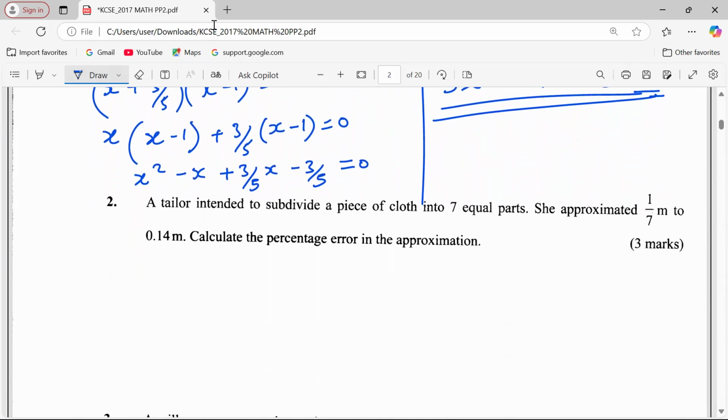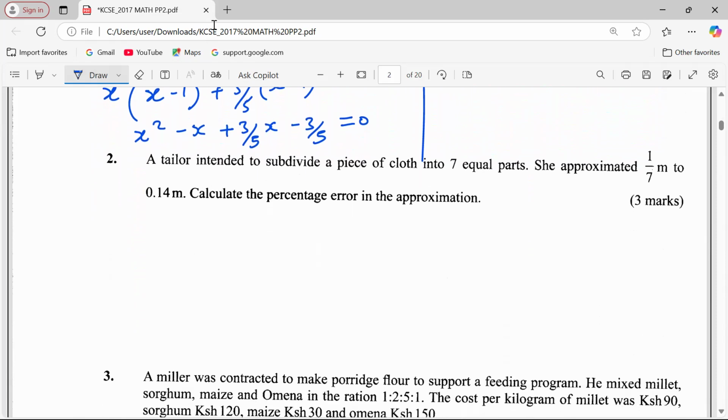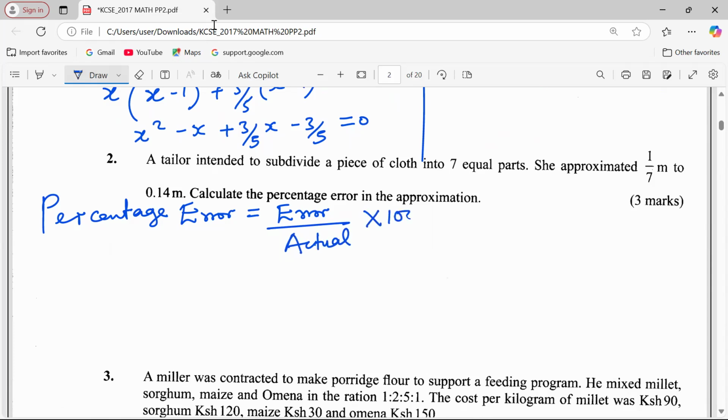Number 2, a tailor intended to subdivide a piece of cloth into 7 equal parts. She approximated 1/7 meters to 0.14. Calculate the percentage error in the approximation. Percentage error will be given by error divided by actual value times 100, expressed as a percentage.